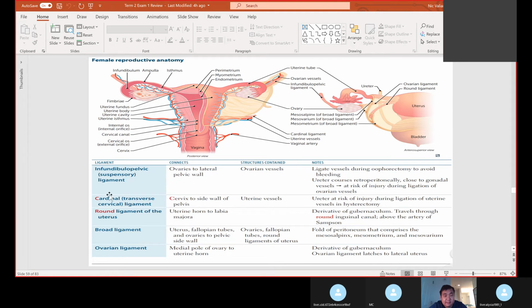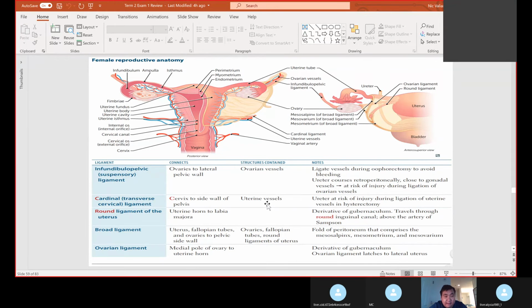Another high yield ligament, cardinal ligament. It connects your cervix to the side wall of the pelvis. Why? It contains uterine vessels. So during hysterectomy, make sure you don't damage your cardinal ligament, or you're going to cut your uterine vessels.